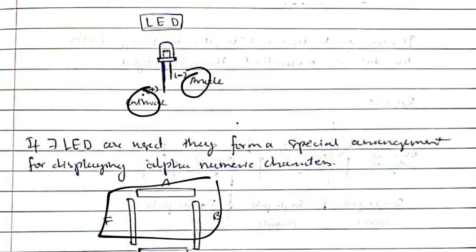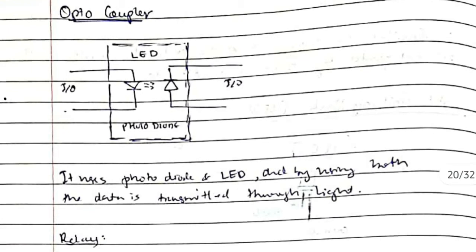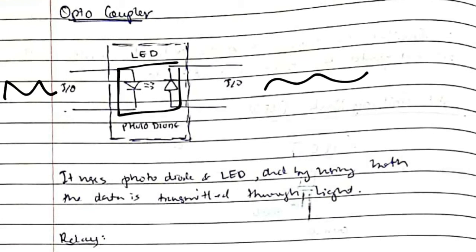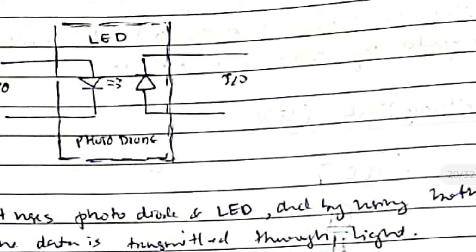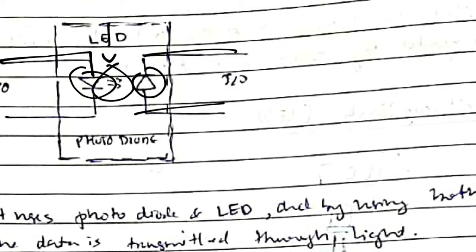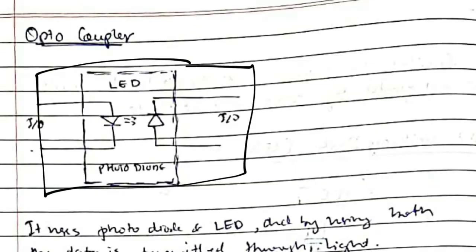Okay, what does the optocoupler do? See here, this is the electronic signal, here also electronic signal. In between that, the data is transferred in the form of light. How? The LED converts the electronic signal into light, and the photodiode converts the light energy to electric signal energy. Okay, so what happens is, the light is being sent inside this device, so the data is getting transferred in the form of light, and this device is known as an optocoupler.